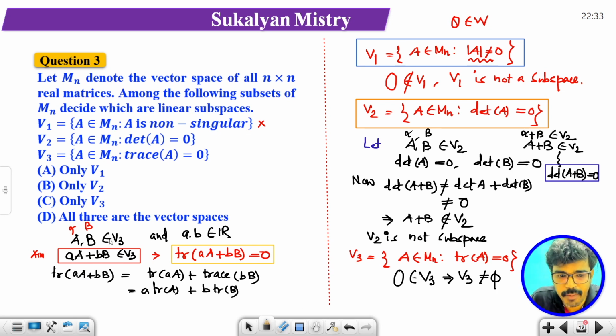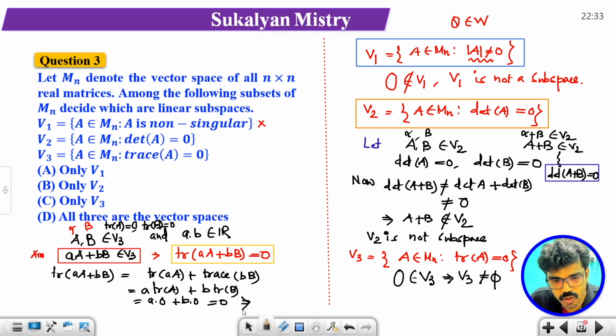Now, when A, B belong to V3, that means trace A must be 0. B belongs to V3, that means trace B is equal to 0, right? So this is 0, this is 0, so ultimately 0. So trace of AA plus BB is equal to 0.